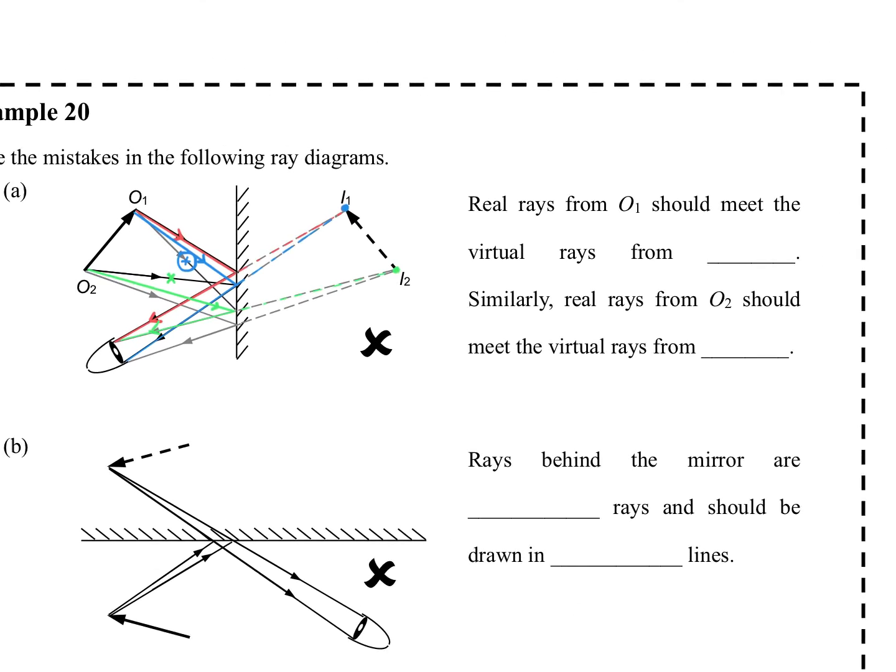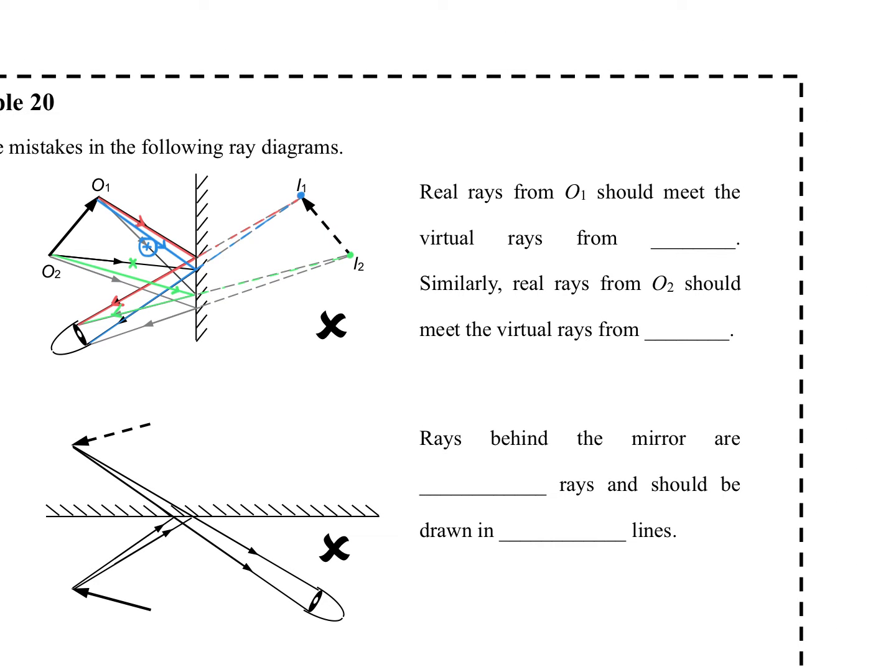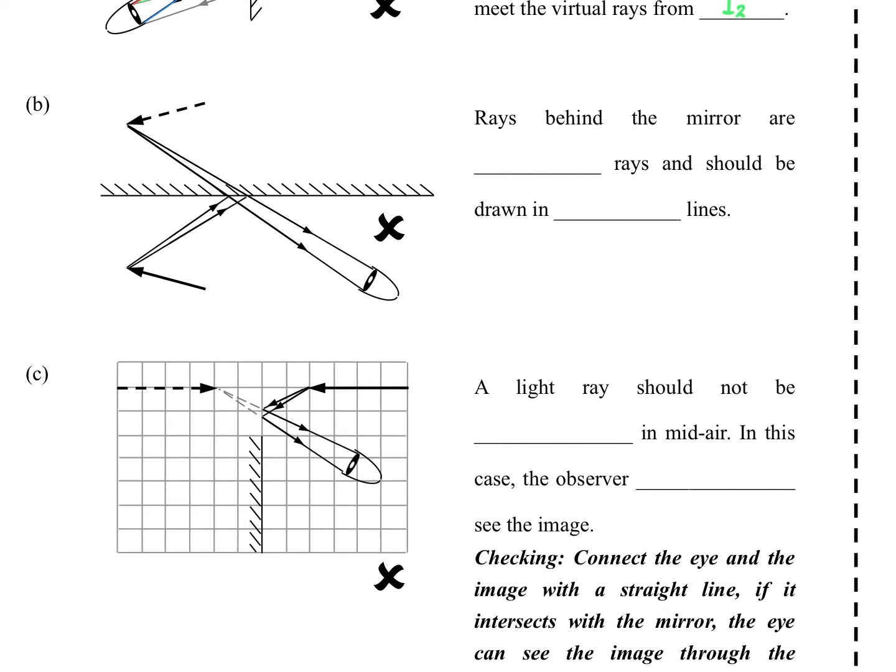That's why in these questions, the real ray from O1 should meet the virtual ray from I1, which is the blue ray. The blue ray is mistakenly drawn. And similarly, for the green ray, O2 should meet the virtual ray from I2, which means that the green one is also mistakenly drawn. This ray is incorrect. And the following part, you can finish it on your own.